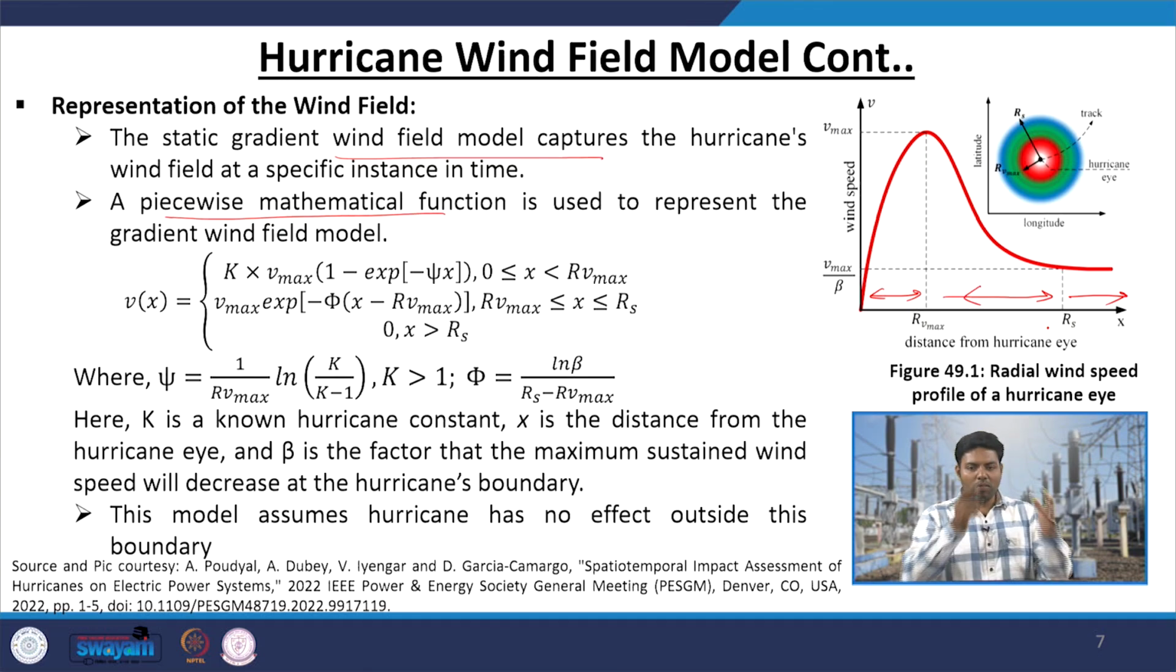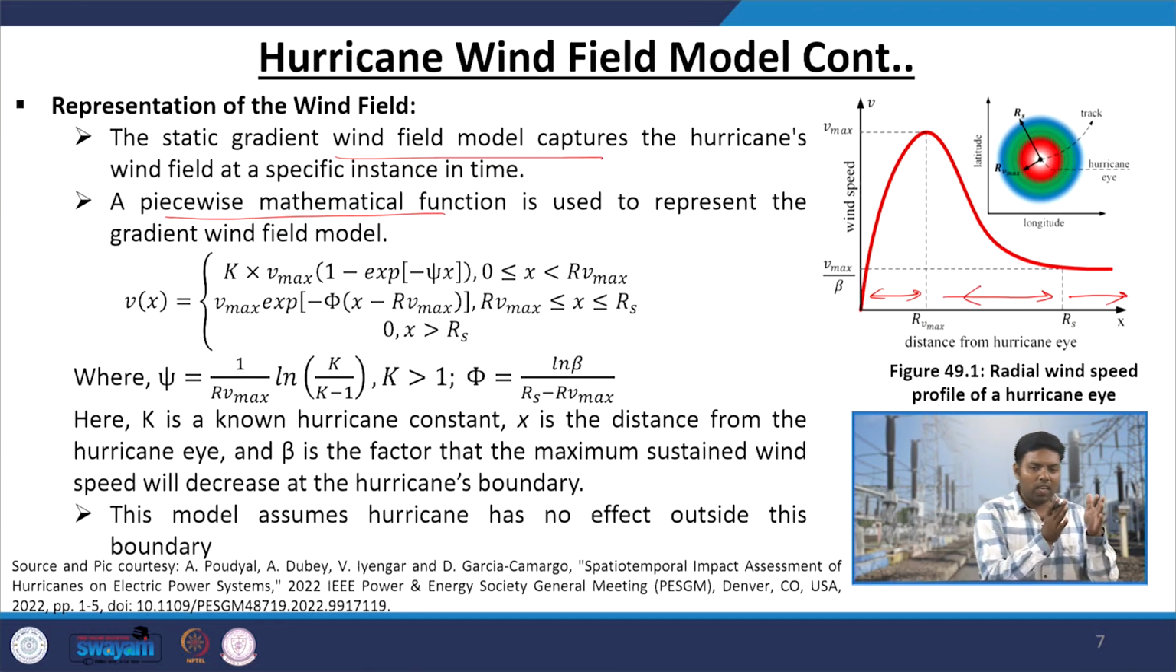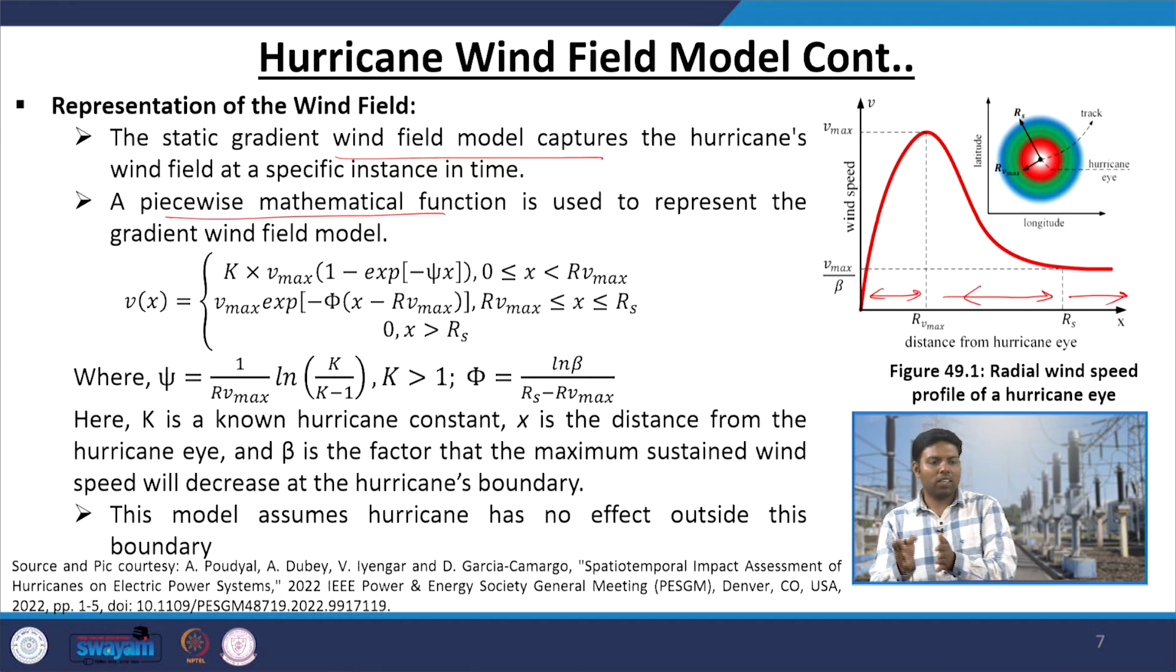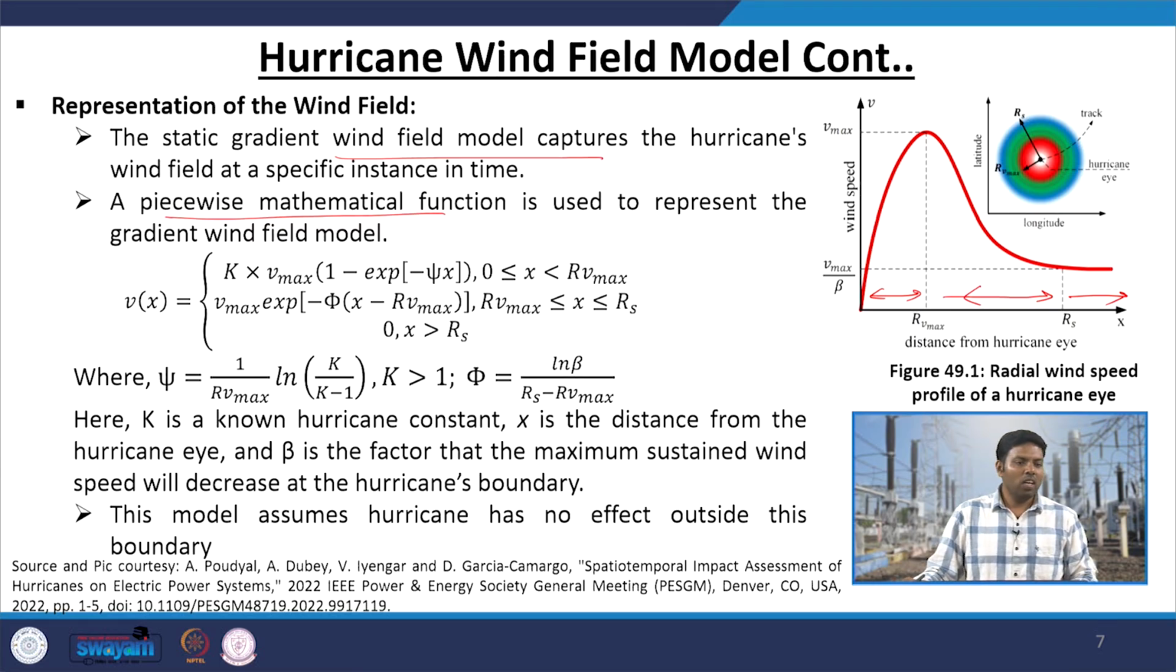So, for a hurricane you have 3 regions. First, from the hurricane eye to the maximum speed point, then from the maximum speed point to the radius, then from the radius to the outside. Okay. So, there are 3 regions. Depending upon that, from 0, that means the eye, to the maximum speed point, you can see the speed is increasing exponentially, and it will be saturated at the V max value. This is your V max value.